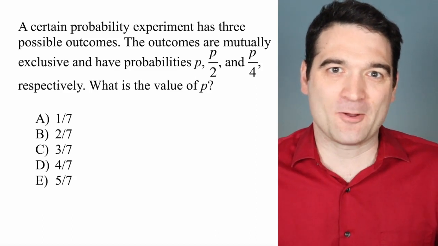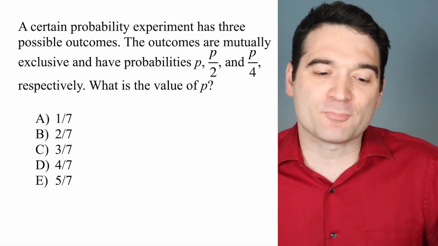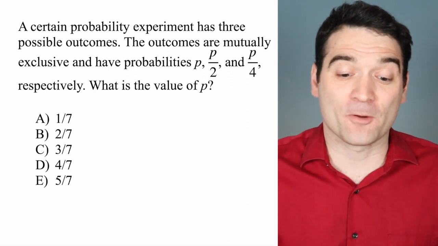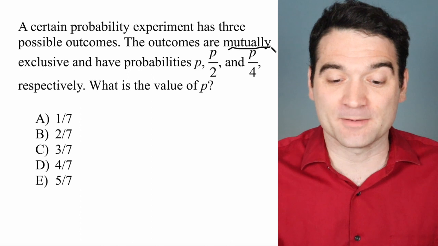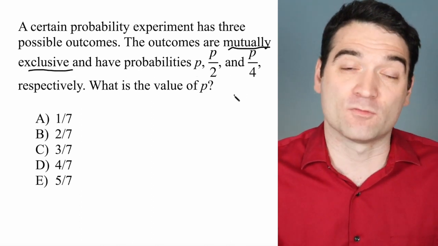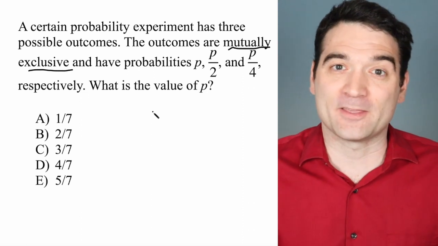Here's a GRE probability question. Let's take a look. A certain probability experiment has 3 possible outcomes. The outcomes are mutually exclusive, that's an important word, and have probabilities p, p over 2, and p over 4 respectively. What is the value of p?